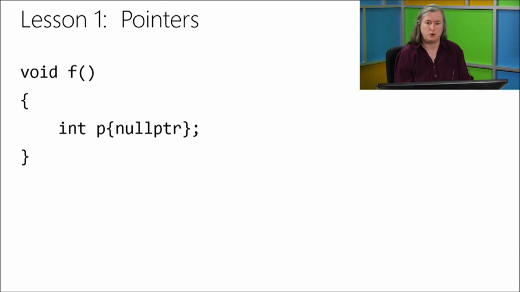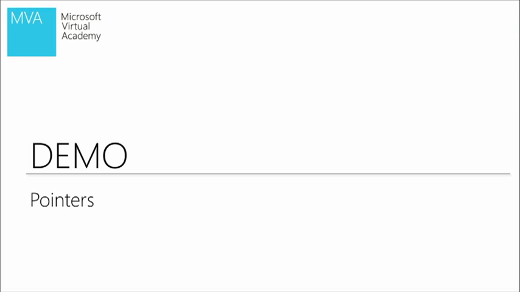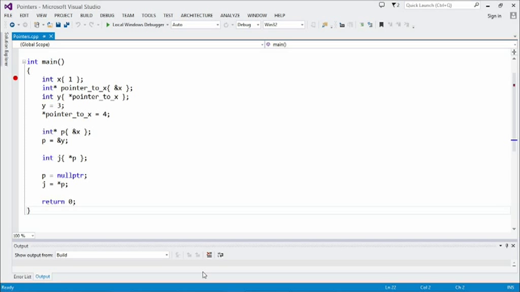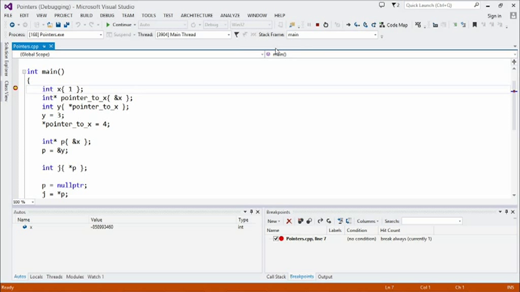Let's prove some of this in the IDE. All right, so I have here a little demo, and I'm actually just going to run it in the debugger, and we're going to step through to take a look at it. So we have an integer x, int x. We initialize it with a value of 1. We can see that here.